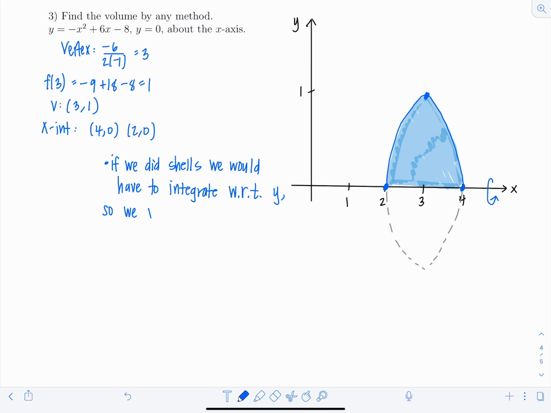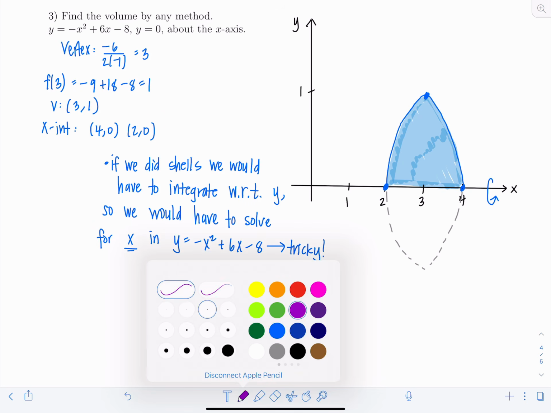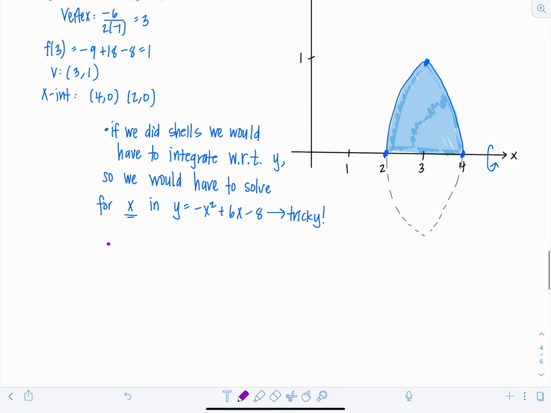So we would have to solve for x in the equation y equals negative x squared plus 6x minus 8, which is a little tricky. So it would be easier to use discs.